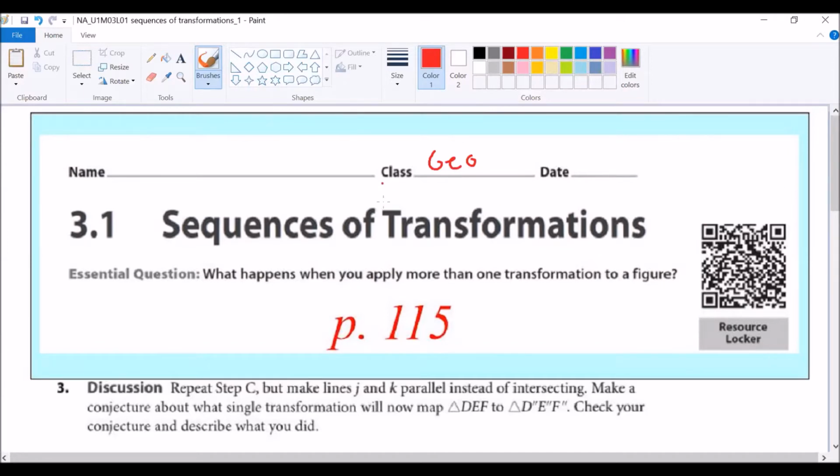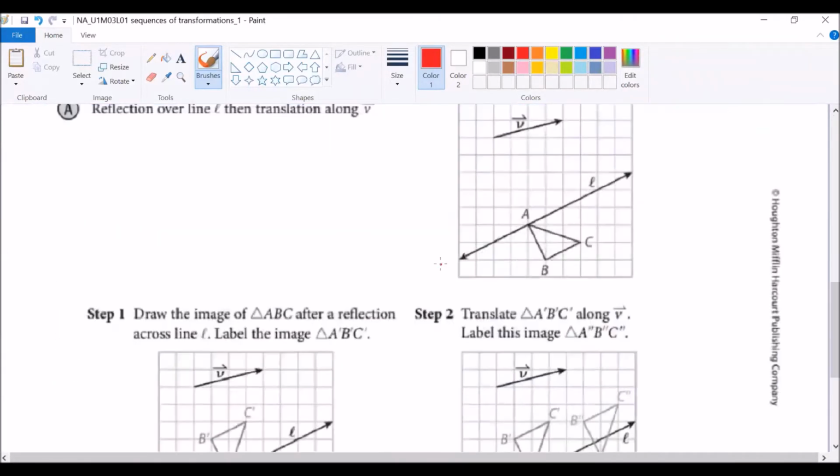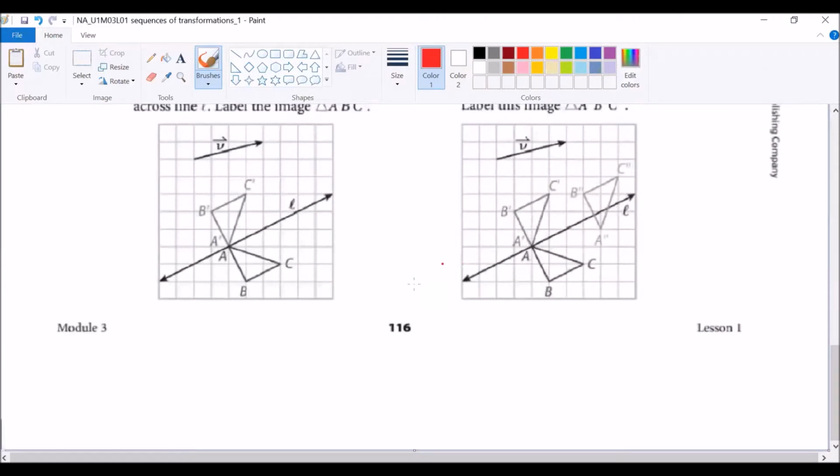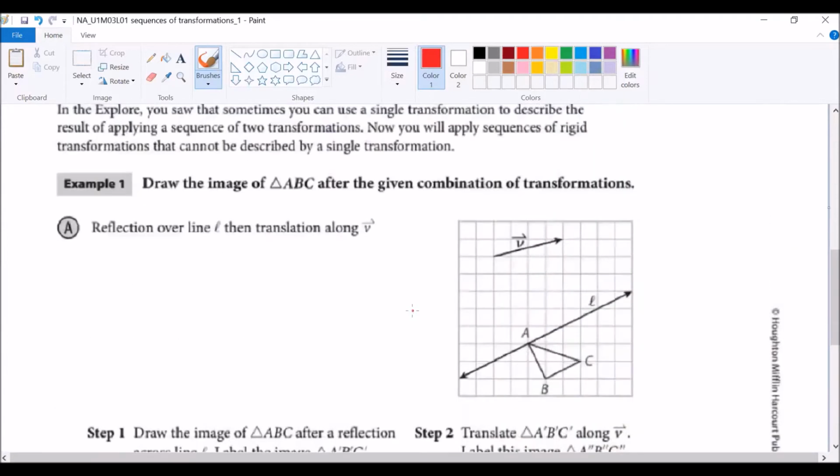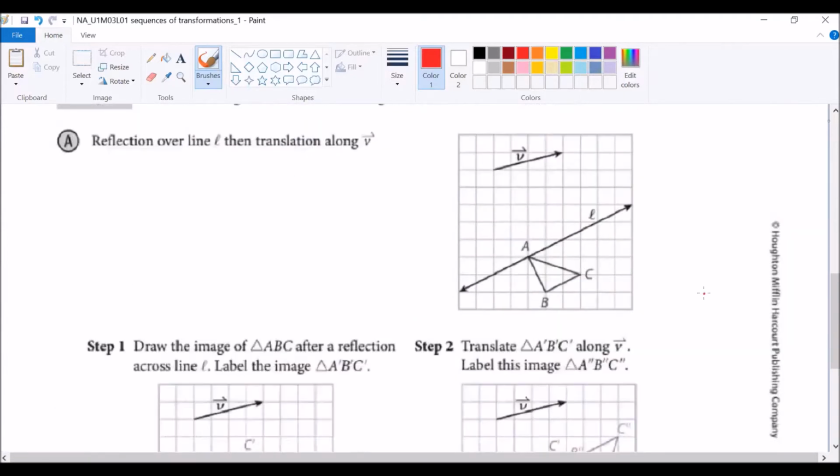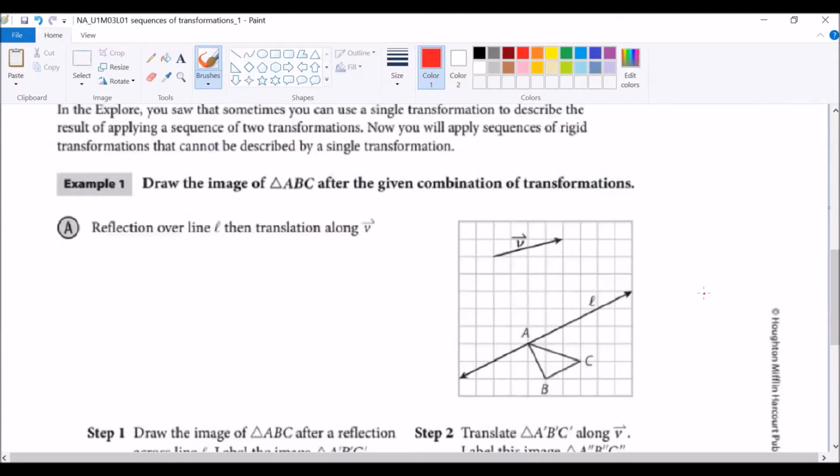But we're not on page 115. I kind of wanted to skip that one. I went right on to page 116. All right, so when you get to it, you can open up to page 116, and I want to start right from example 1. It says to draw the image of triangle ABC after the given combination of transformations.